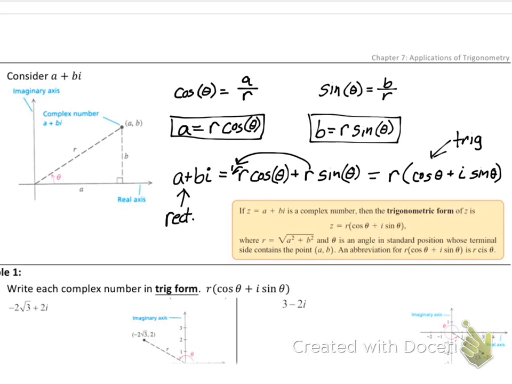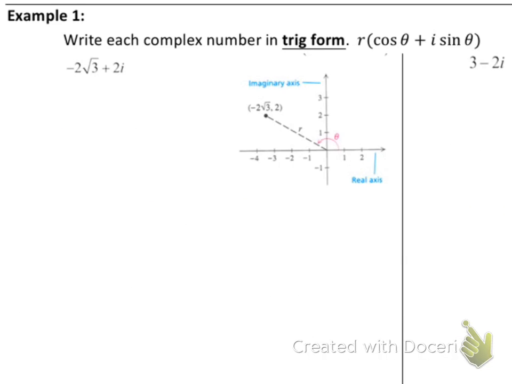Okay, so let's use that information to solve these last few problems. I'm only going to do one of each. That should hopefully give you some time to start the homework. All right, I'm going to write this complex number in trig form. So right now I have it in rectangular form. I have A plus BI, right? Number plus a number times I.